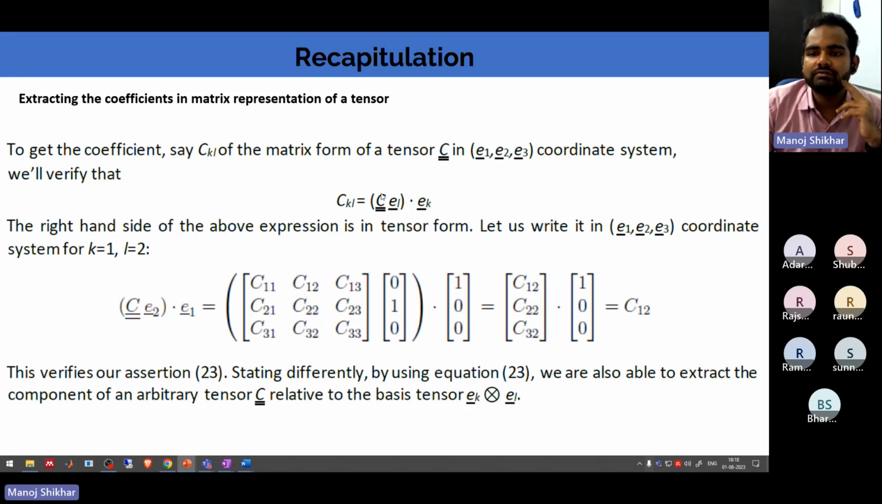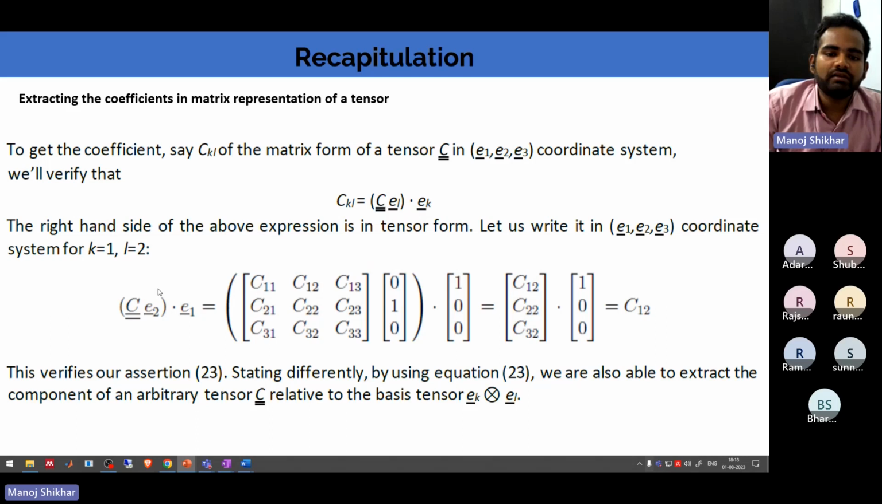First you will multiply this second order tensor with the first order vector EL. Then you will take a dot product with EK. See one thing, when you do this operation, C into EL, you will get a vector. After that, you will do a dot product of that vector with the kth direction of the Cartesian coordinate.